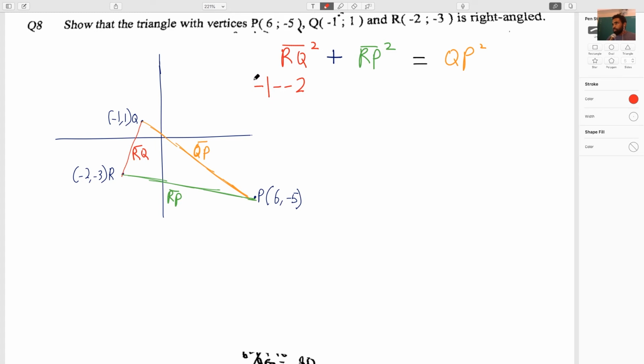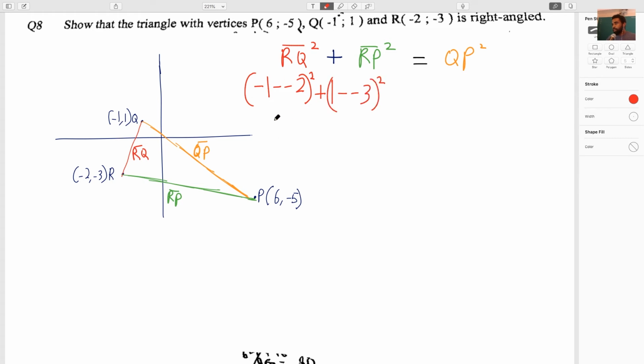So minus 1 subtract minus 2 squared plus, and then we do the y's. Or should we go the same direction? Okay, let's go the same direction. We go 1 minus minus 3. So 1 subtract minus 3 squared.